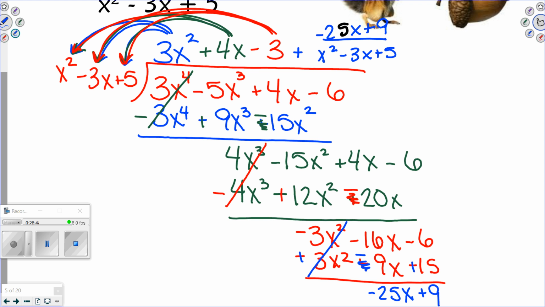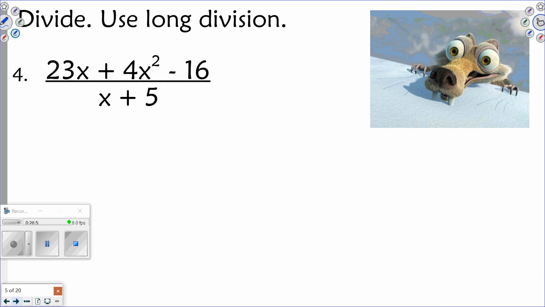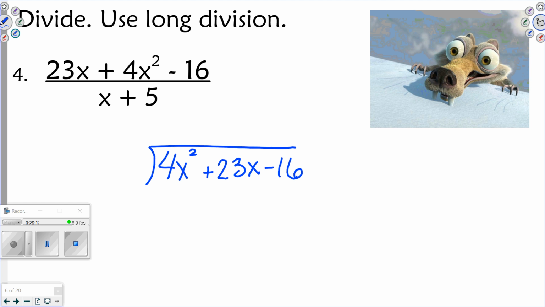You guys ready to try one on your own? We can do this. I have faith in you guys. Always move it into standard form. So let me make sure we're okay setting up wise. So on number 4, guys, notice the top is not in standard form. Rewrite it in standard form. So 4x squared plus 23x minus 16 in standard form divided by x plus 5.